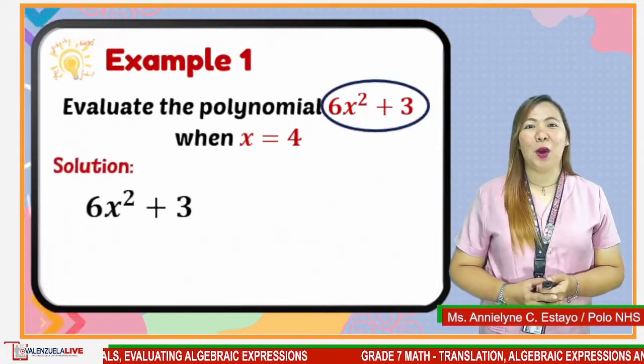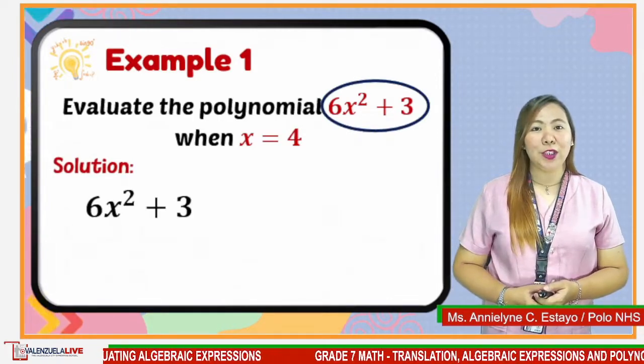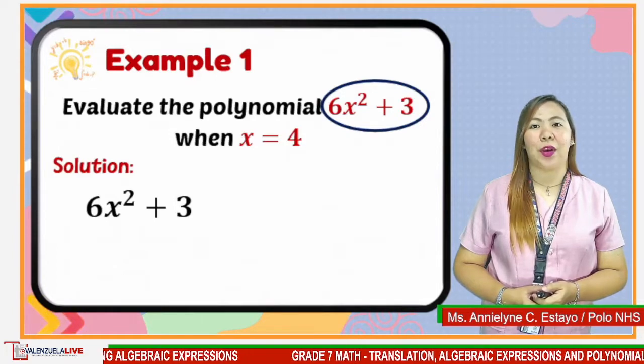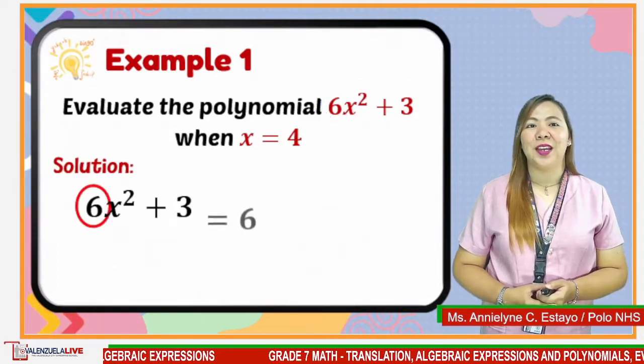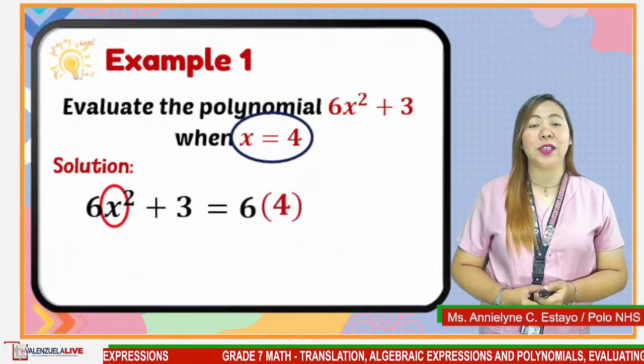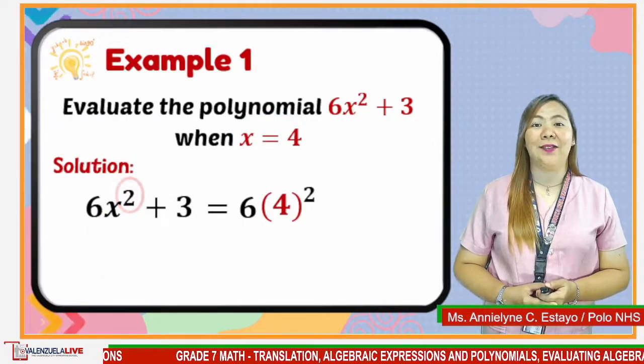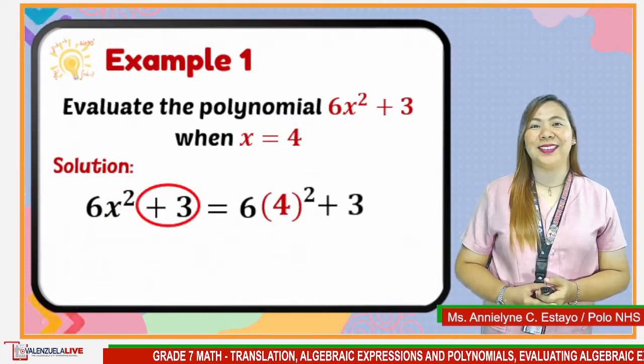Our given polynomial is 6x squared plus 3. The operation between 6 and x squared is multiplication. Write 6, then substitute the value of x, which is 4. So we have 4 squared, then write plus 3.